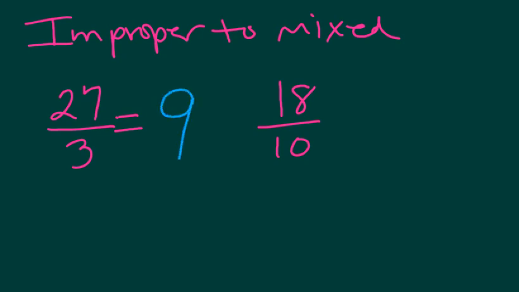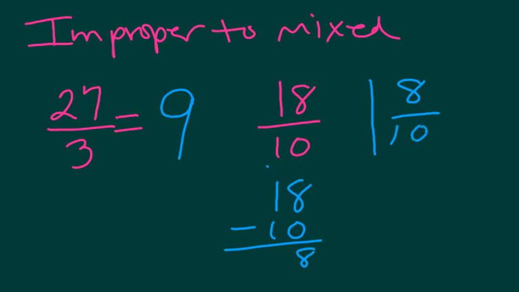And sometimes you don't have to worry about a mixed number because it comes out to just be a plain whole number. Okay, let's try the next one. How many times does 10 go into 18? 10 goes into 18 one time. Okay, then after I take the 10 that I just took out of the 18, what's left over? 8. So that's my top number. My bottom number, the denominator, always stays the same.